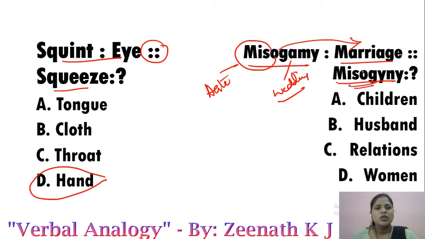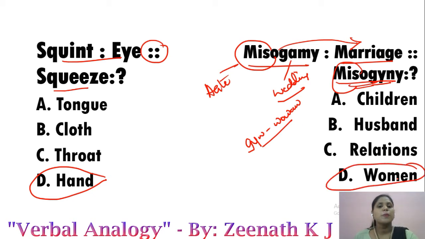If you have watched our videos on root words, it's very easy to guess the answer. Friends, mis again means hate. Gyn, G-Y-N, is a root word which actually stands for woman or women. So misogyny is actually connected to women. The answer to this question has to be option B.